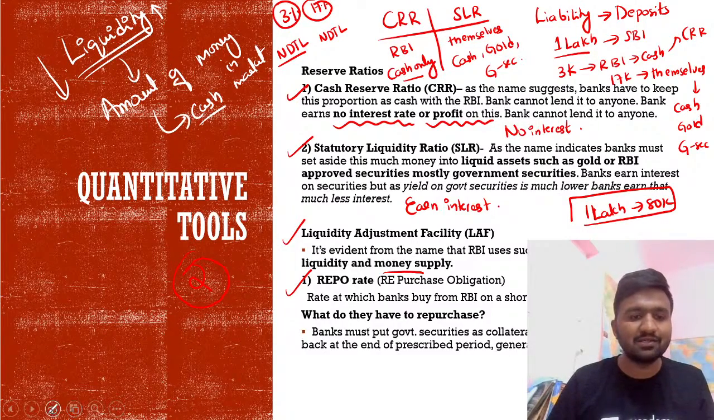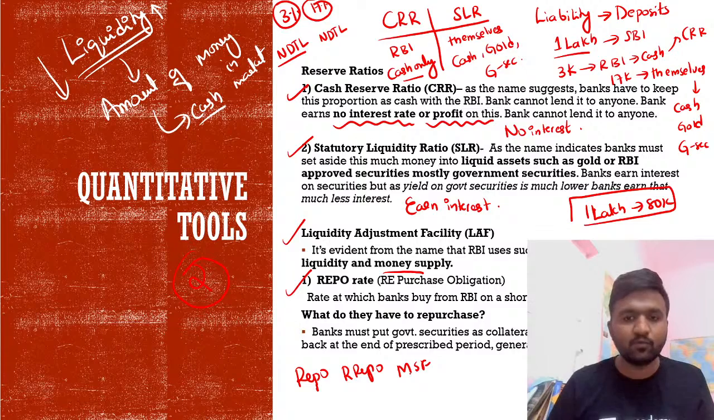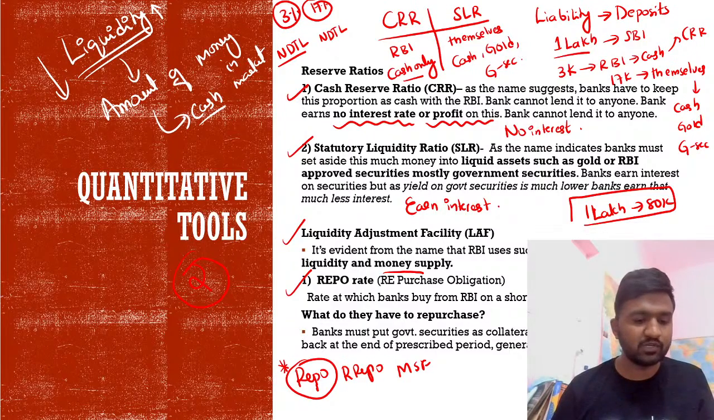So this liquidity adjustment facility has three tools: repo, reverse repo, and marginal standing facility. What do you mean by these three? First, we will see what repo means. This is important, okay? In all of your quantitative tools, repo is important.